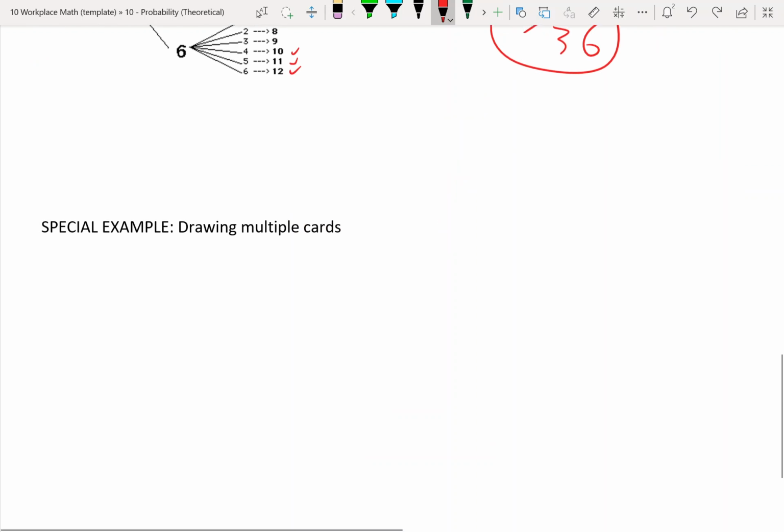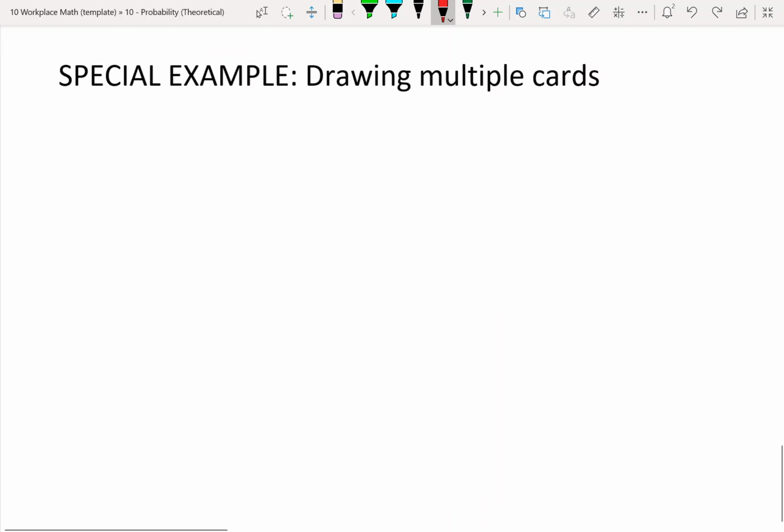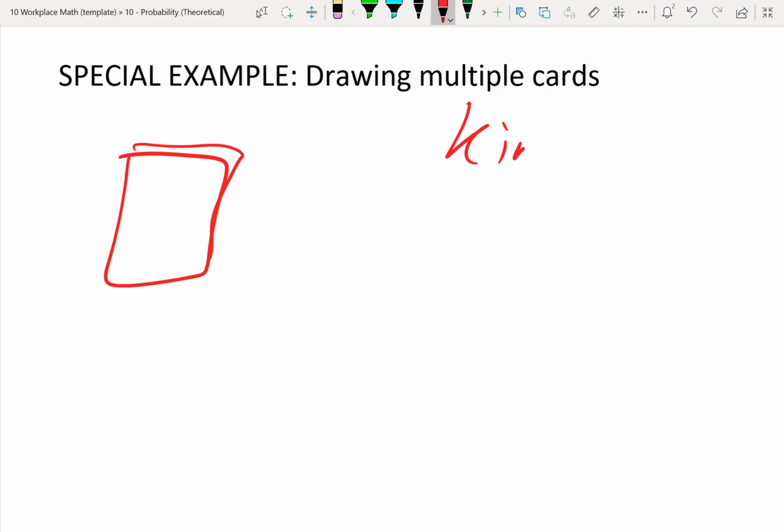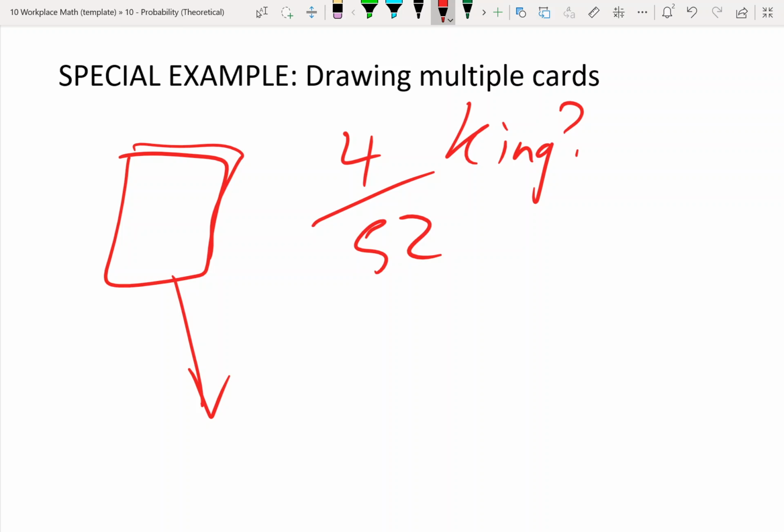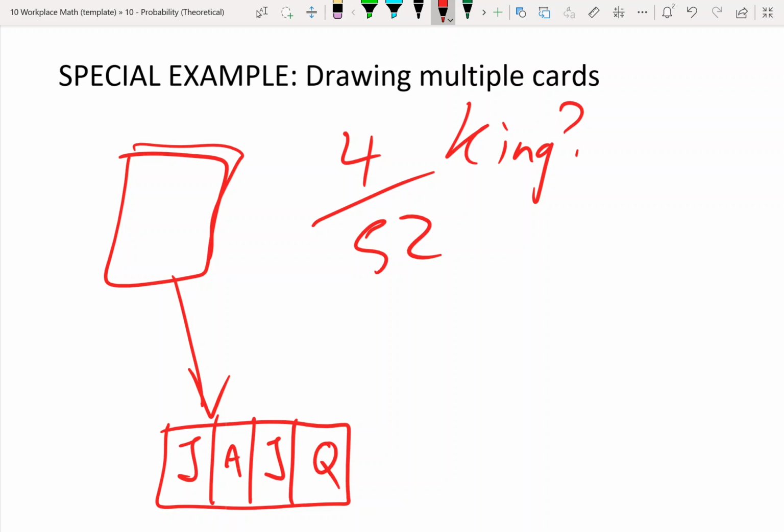There's one more situation I want to talk about when you're playing cards. Okay. Before we dealt any cards, here's my deck of cards. Okay, there's a lot of them. What are my odds of getting a king? So like we said before, there's 4 kings and there's 52 cards. That's probability. But now let's say that I drew some cards. Okay, so I drew my hand. My hand has 4 cards. Okay, and there's like a jack, an ace, a jack, and a queen, whatever.